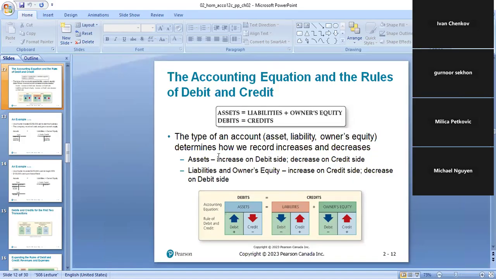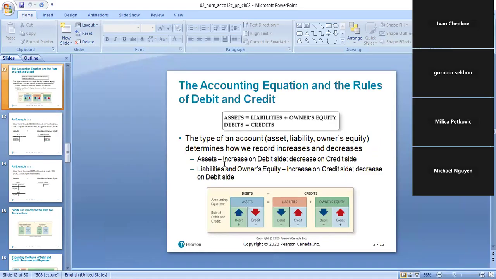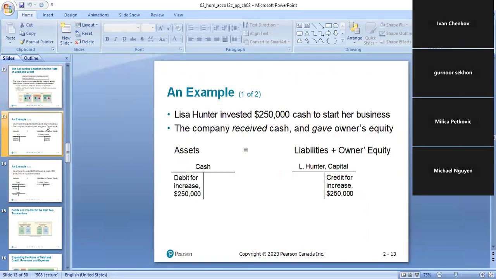We're going to practice a little bit with this so you can get the sense. So let's see the journal entry here. Lisa invested $250 cash. What does that mean? That means the equity goes up. On which side? On the credit side. So we're going to open this capital account, credit to increase the equity, and debit to increase the cash. Now the company has cash.